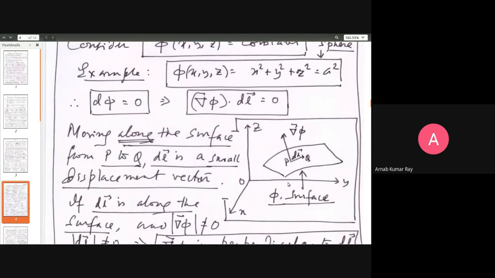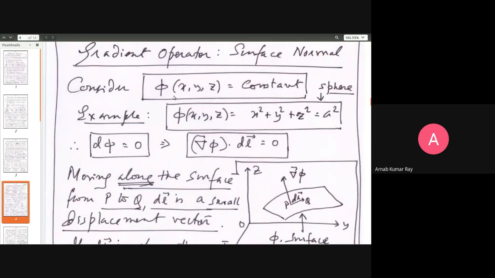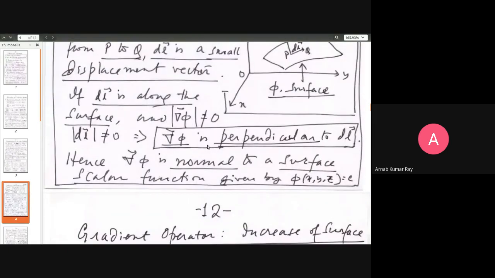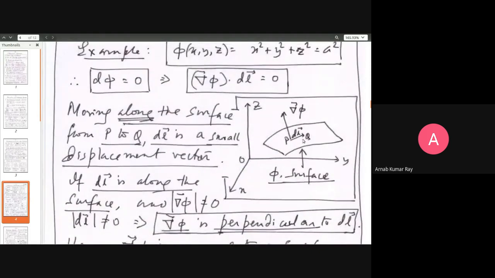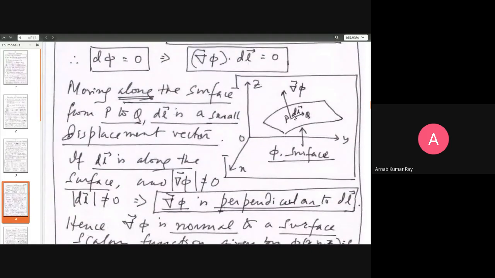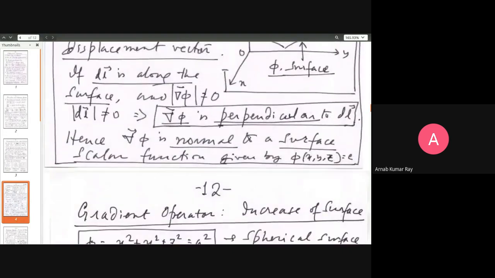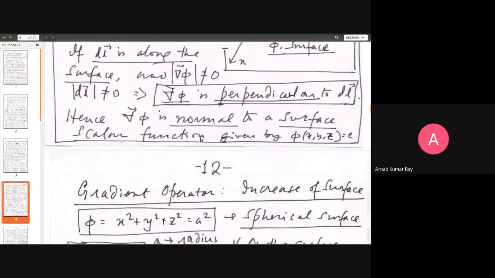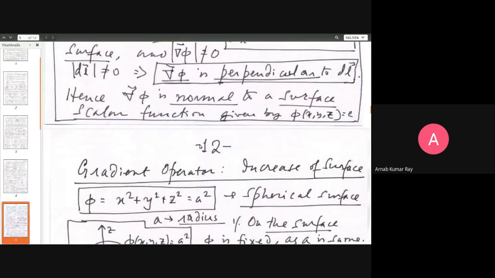It's just a section of any surface which is obeying this condition that phi is equal to constant. As soon as you see phi is equal to constant, remember, del of phi will always be perpendicular to the surface. dl is along the surface, del phi will be perpendicular to the surface. Del phi is perpendicular to dl, that is to say del phi is normal to a surface, normal as in perpendicular. Okay, let us see what happens when the surface is increased.